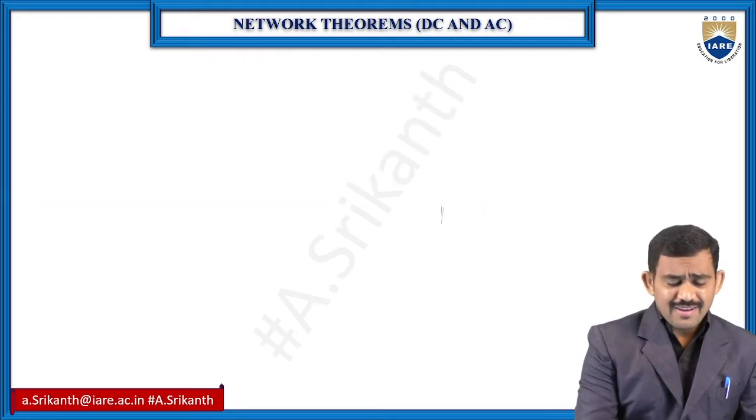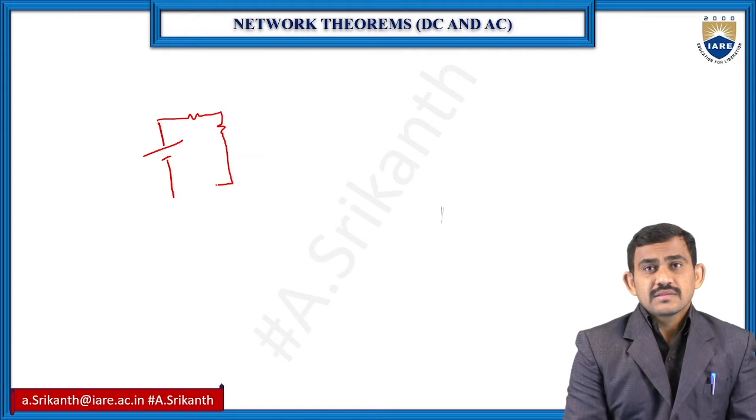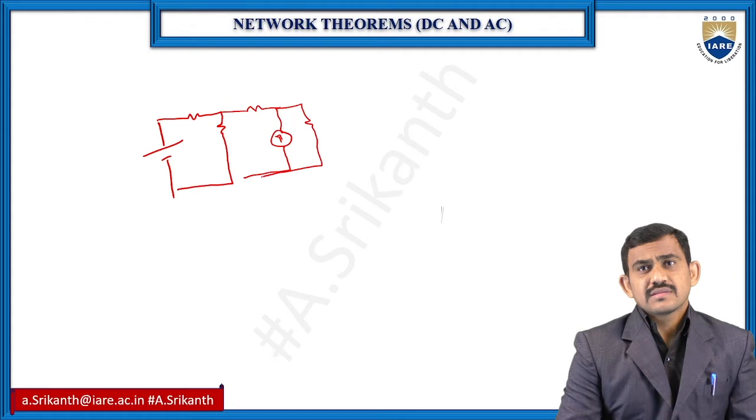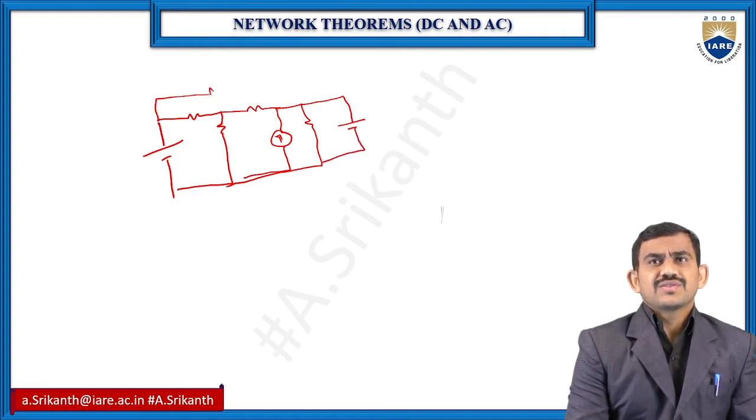Suppose I have a voltage source and resistors, and here I have one current source and one resistor, and one more source you can consider, no problem. So this is my circuit.